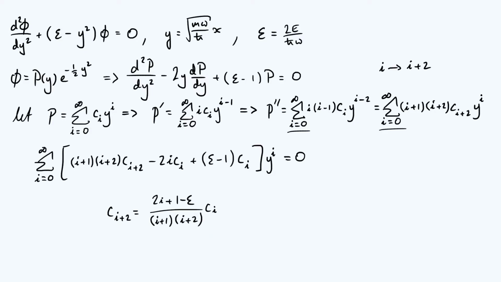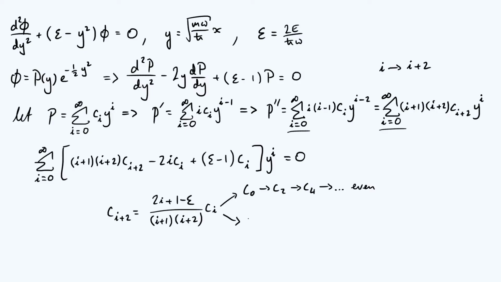And from that recurrence relation, we can get two distinct classes of solutions. What I mean by that is, firstly, imagine that we know c_0. So let's say c_0 has been specified. If you know c_0, then you can work out c_2, and from that you can work out c_4, and so on. You can work out all of the coefficients of even powers of y, but that doesn't tell you anything about the coefficients of odd powers of y, right?